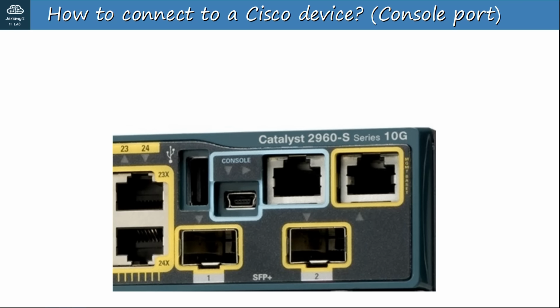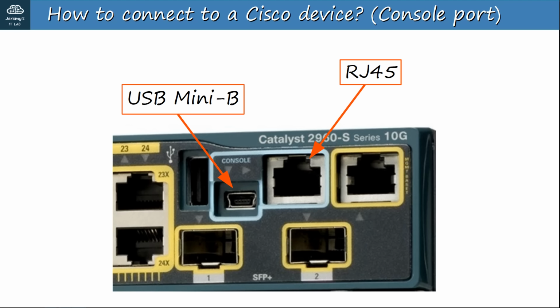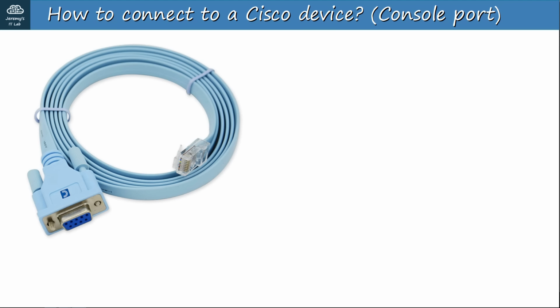This is an image of a Cisco Catalyst switch, and notice the two console ports. One of them is an RJ45 port, just like the switch's network ports. The other is a USB Mini B connector. You can connect to either of these, but let's say we're going to connect to the RJ45 port. You're going to need the proper cable. This is the kind of cable you will use.